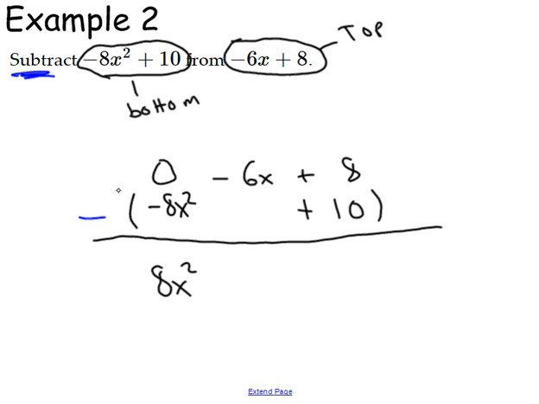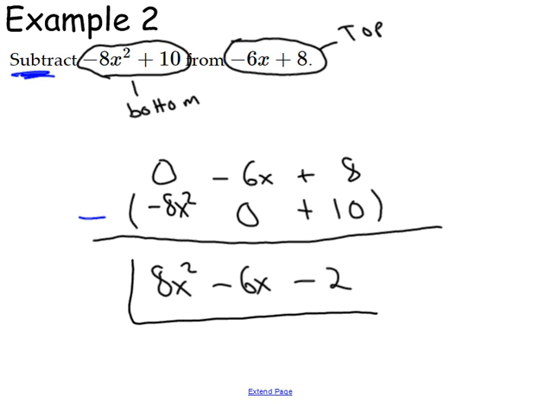Negative 6x, subtract, and then there's nothing here. So I can just put a 0 if you want as a placeholder. So it's negative 6x minus 0. Negative 6x minus nothing. You're just going to get negative 6x. Then 8 minus 10. 8 minus 10 is negative 2. So I get 8x squared minus 6x minus 2.